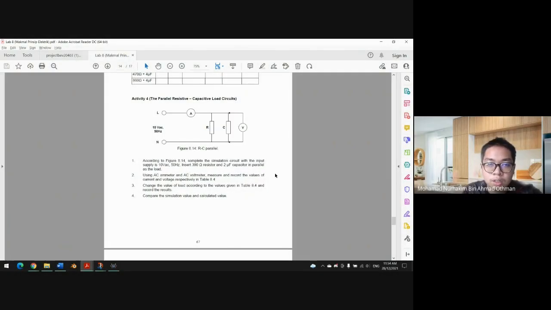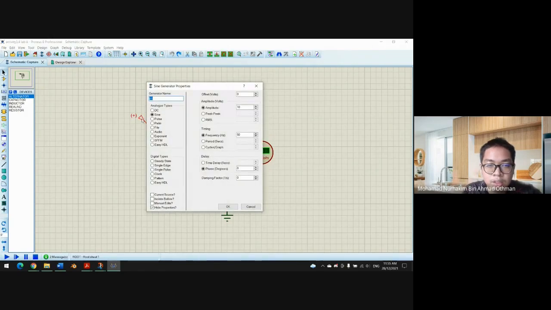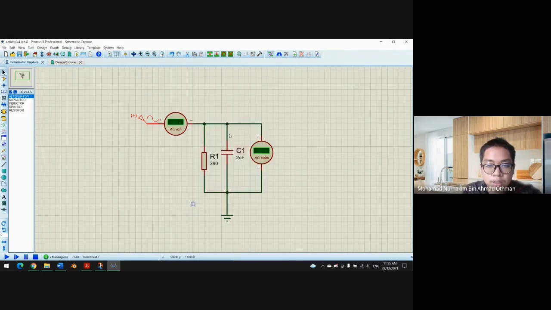Then we compare the values with the calculation for voltage and current. For activity 4, we do the parallel resistive capacitive load circuit, where the procedure is also the same as activity 3, but now the resistor and capacitor are in parallel. This is the circuit that we will use for the simulation, and this is the sine generator that applies 10 volt with 50 Hz frequency to the circuit.